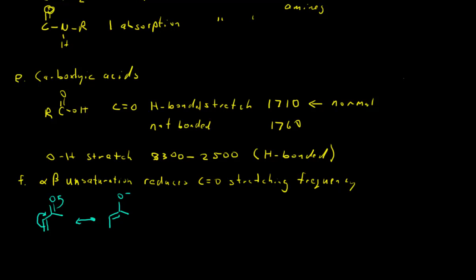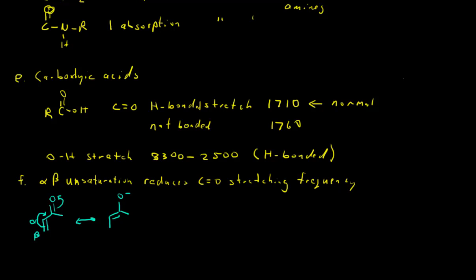So what I mean by alpha-beta unsaturation is you have a double or a triple bond, or a benzene ring, for example, in conjugation with the carbonyl. So this is the alpha carbon, and this is the beta carbon. And so we have an unsaturation, a double bond, a pair of pi electrons, alpha and beta to the carbonyl carbon. So let's take a look and see what that does to our absorption frequencies.